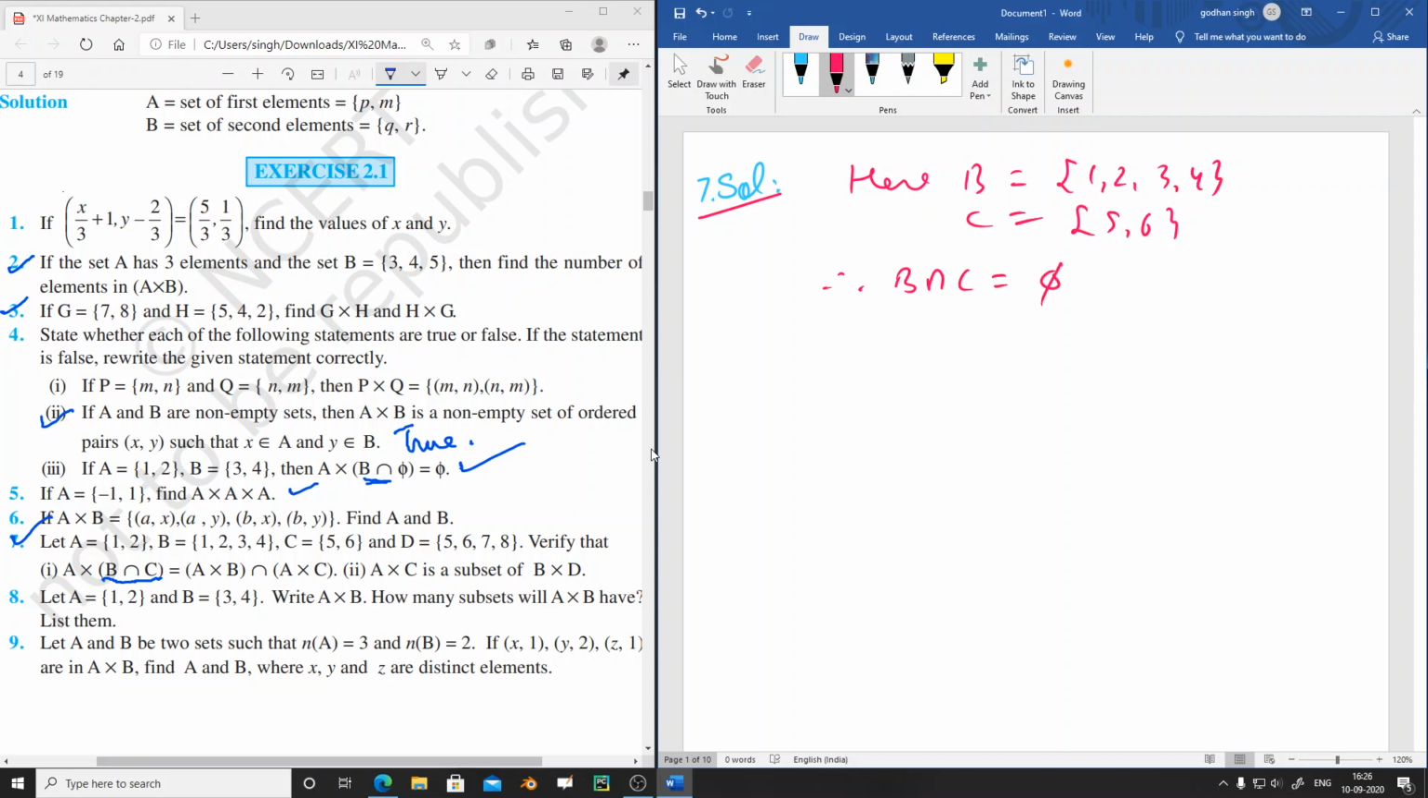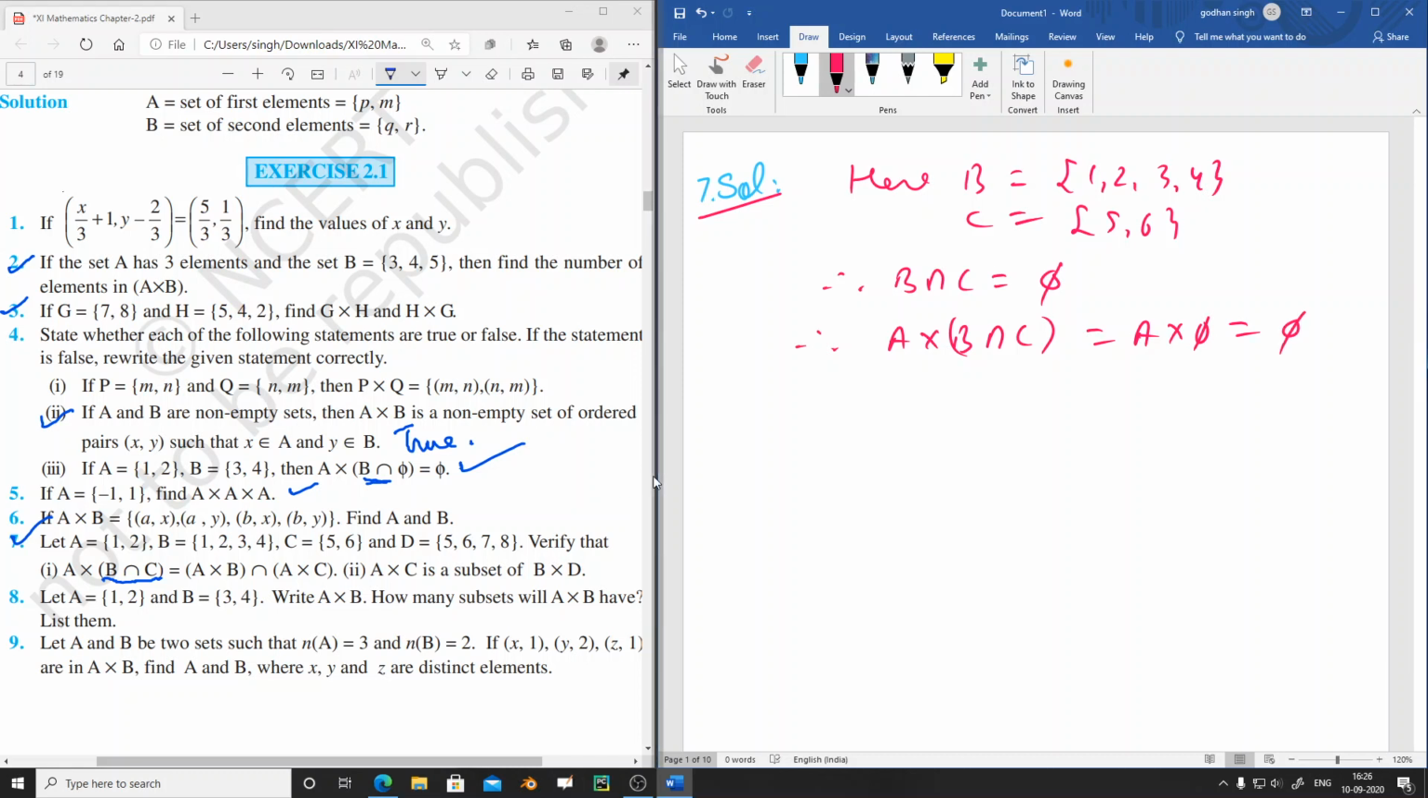And we know that if out of A and B, any one set is an empty set or both are empty sets, then the cross product is an empty set. So we can see that therefore A cross (B intersection C) will be equal to A cross phi, and that will be equal to an empty set phi.